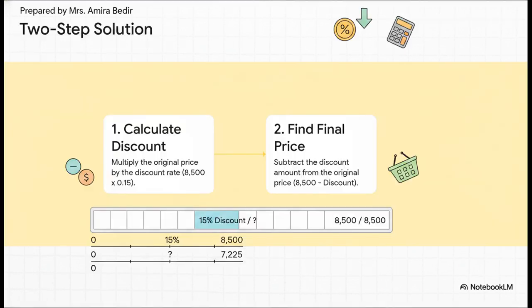Okay, here's our 2-step attack plan. First, we have to figure out how big the discount actually is. We calculate 15% of 8,500. But, and this is super important, we're not done yet. This is the part people always forget. Step 2, you have to actually subtract that discount amount from the original price to get the final answer.